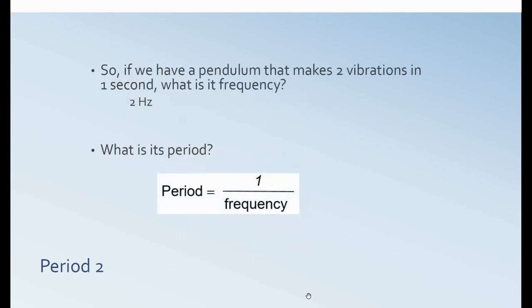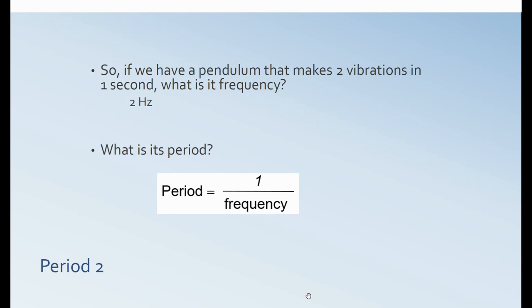So let's say we have a pendulum that makes 2 vibrations in 1 second. What would we say its frequency is? We measure our frequency in hertz, and we know it makes 2 vibrations per second. So its frequency would be 2 hertz. And knowing this, we can figure out what its period is. Its period would be 1 divided by 2, so its period would be 1/2 or 0.5 of a second.